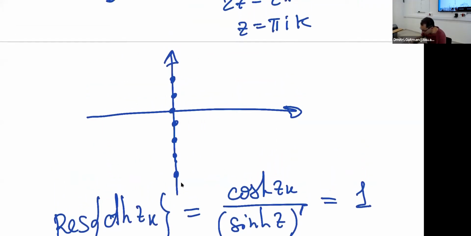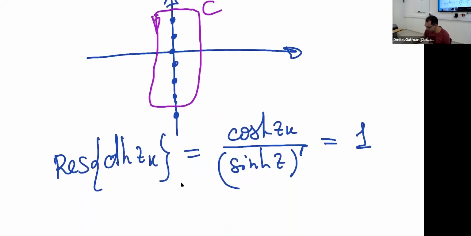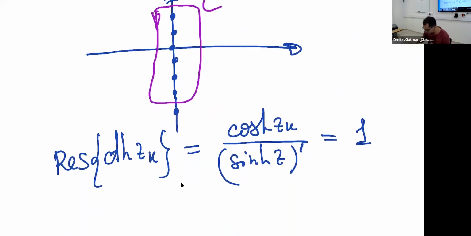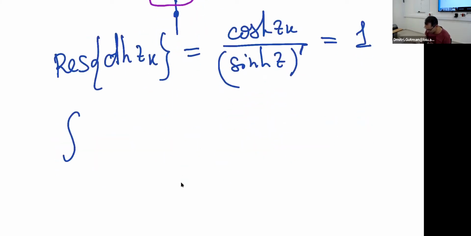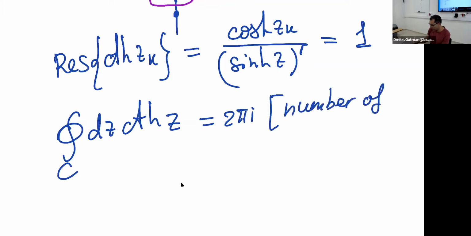And if you want to compute an integral that goes along some contour of integration C, what would be the value of the integral dz cotangent z along this contour? 2 pi i times the number of poles. Now imagine something more elaborate.